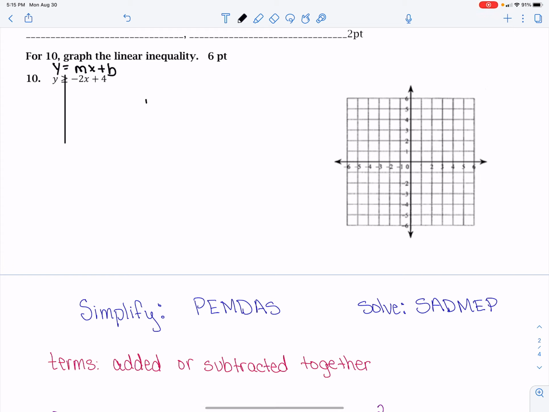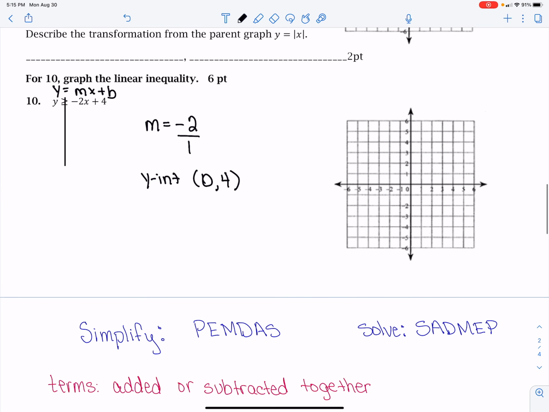So on this one, our slope is -2. If I want to make that a fraction, I put it over 1. And our y-intercept is 0, 4. Okay, that's that b value. So when we graph this, we start at +4. And we're going to go down 2, right 1.